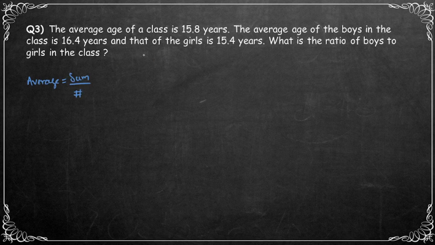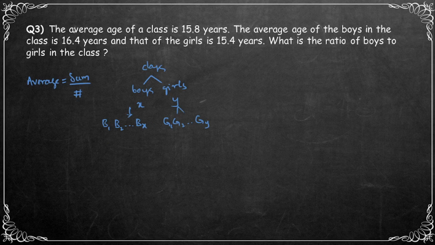Okay. So the class is composed of boys and girls. Let's say there are X number of boys and Y number of girls. If we label the boys' ages as B1, B2, till Bx, right, and the girls' ages as G1, G2 till Gy, we'll try to form equations out of the question.